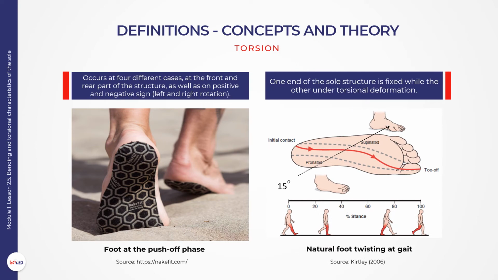As is the case with bending, it is the area to the front of the metatarsal joints that is fixed during push-off and the equivalent area at the rear part of the structure on heel strike. In any case, there is stored strain energy in the structure under torsion as in bending.